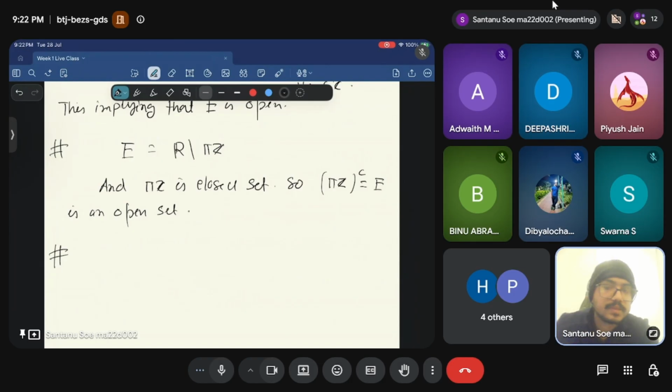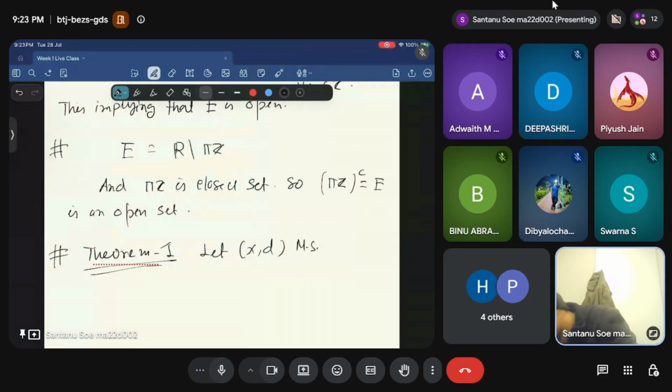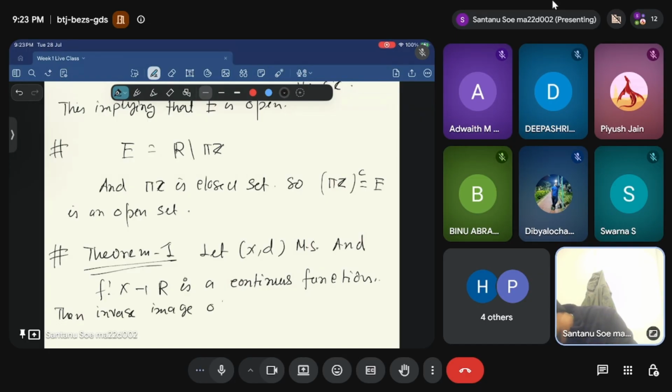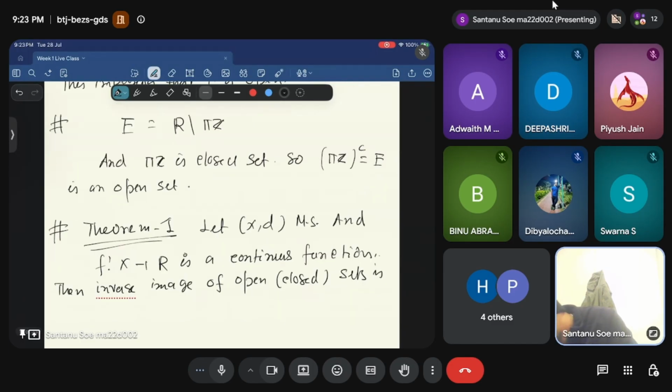Yes, sir. Okay, there are also other approaches, and the third is the beautiful one, because the first two approaches are much more explicit. You have to elaborate a lot to prove that a set is closed or open. But there is a nicer way, using continuity. There is a theorem: let (X, d) be a metric space, and f from X to R a continuous function. Then the inverse image of an open or closed set is open or closed.